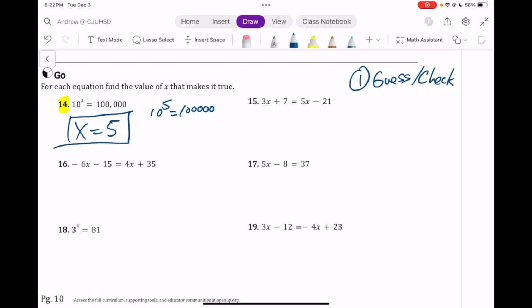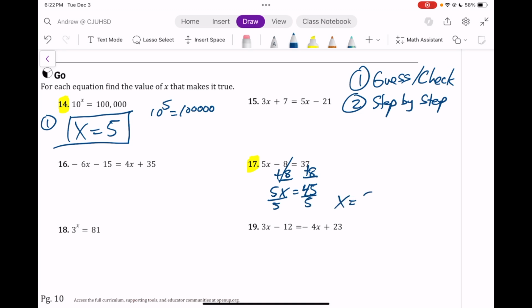A second method of solving an equation is the step-by-step method. We did this in the last unit. Number 17 is a good example of the step-by-step method. So if we add 8 to both sides, there's the first step. So 5x is 45. And then divide by 5. We've used 2 steps to come up with the answer.